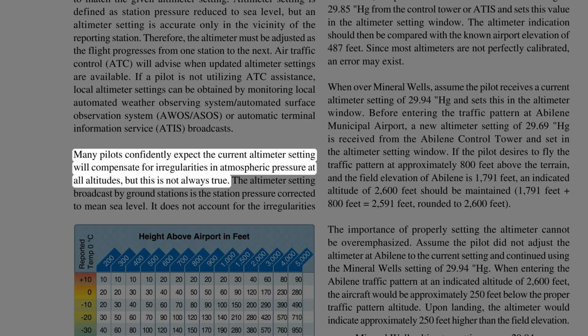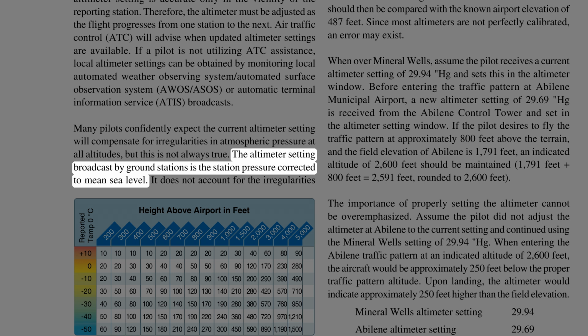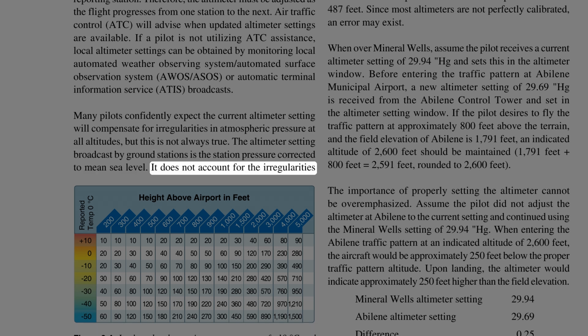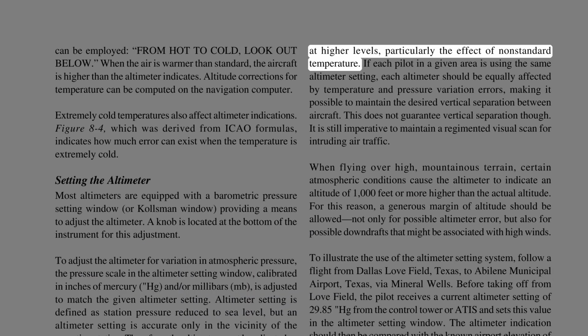Many pilots confidently expect the current altimeter setting will compensate for irregularities in atmospheric pressure at all altitudes, but this is not always true. The altimeter setting broadcast by ground stations is the station pressure corrected to mean sea level. It does not account for the irregularities at higher levels, particularly the effect of non-standard temperature.